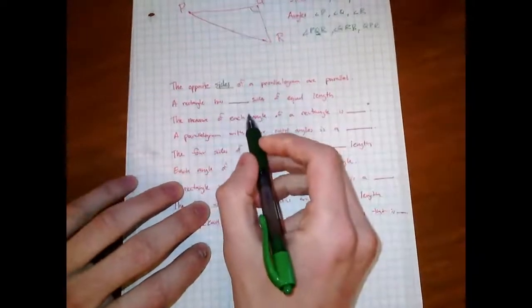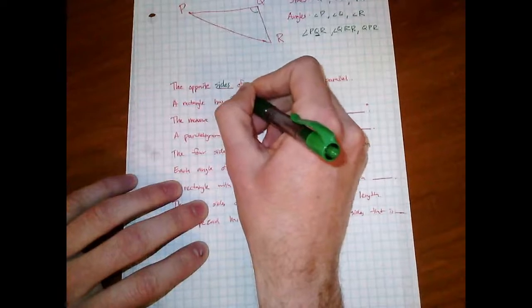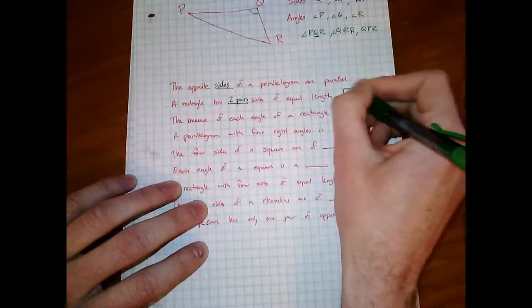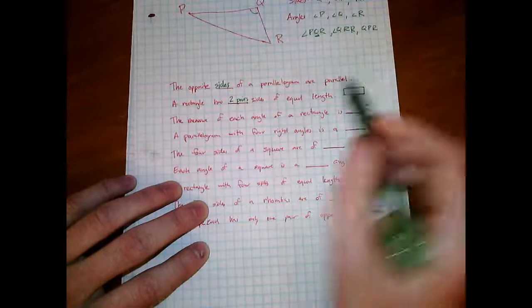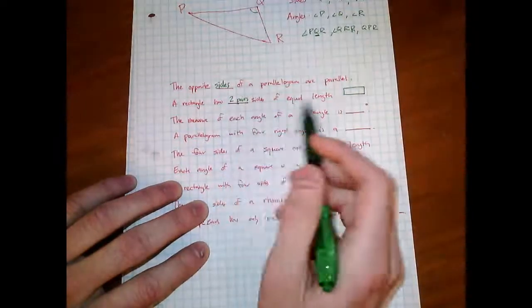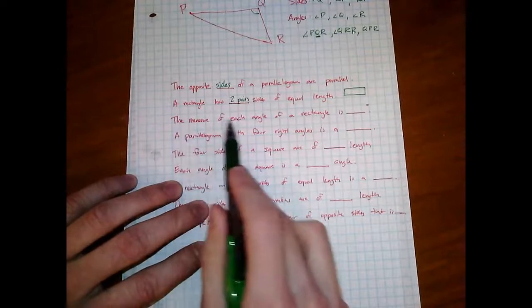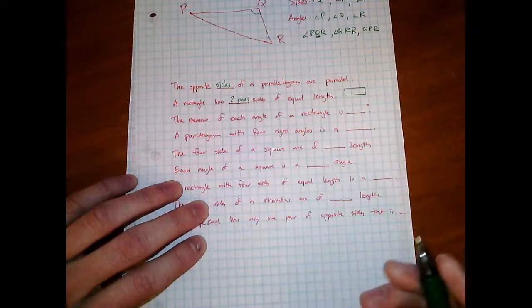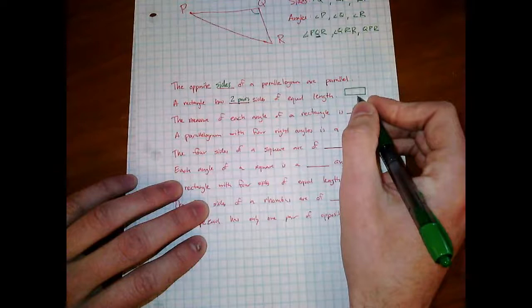The answer is, this is kind of a tricky one, a rectangle has two pairs. Because remember, in a rectangle, these two are equal to each other, and these two are equal to each other. It's not like a square where all four are equal to each other, but it has two pairs of sides that have equal lengths. So get this one. The measure of each angle of a rectangle is how many degrees? What kind of angle is each angle in a rectangle? It's a right angle. So how many degrees is that? 90.